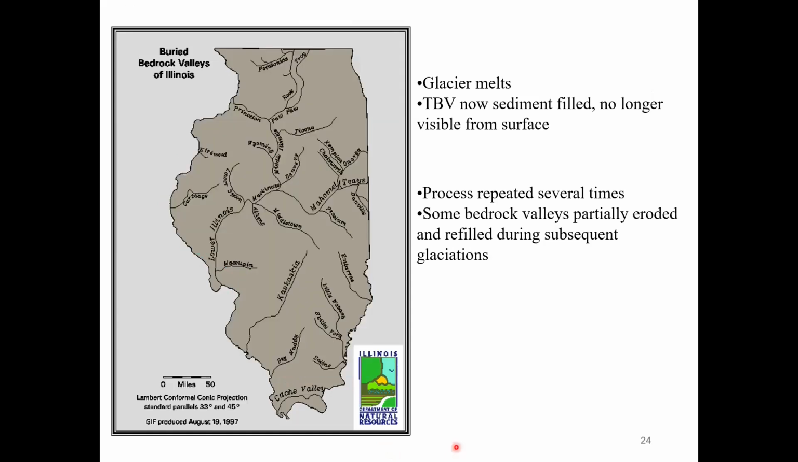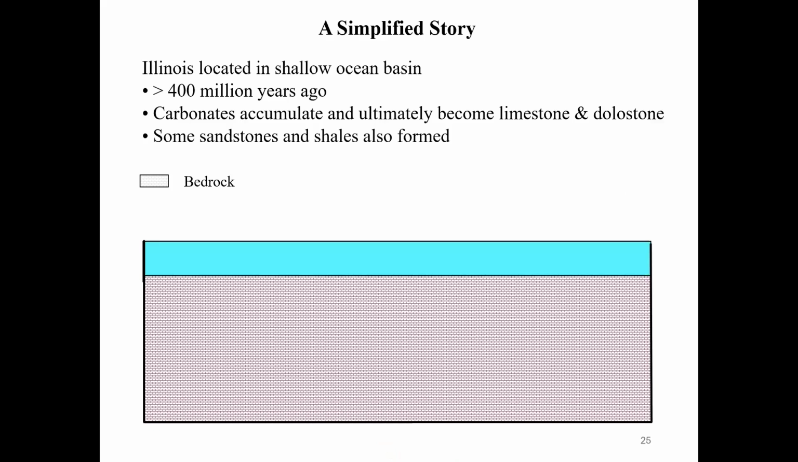The ice melts back. And then this process gets repeated 18,000 years ago when the Wisconsin episode ice re-advances into the state, except all these valleys are buried when the most recent glacier advances into the state. So we can't see these valleys anymore from the surface. They're full of sediment.